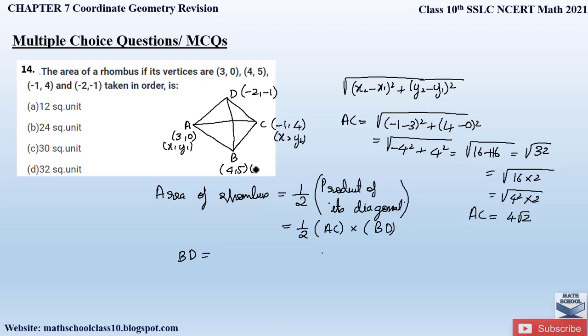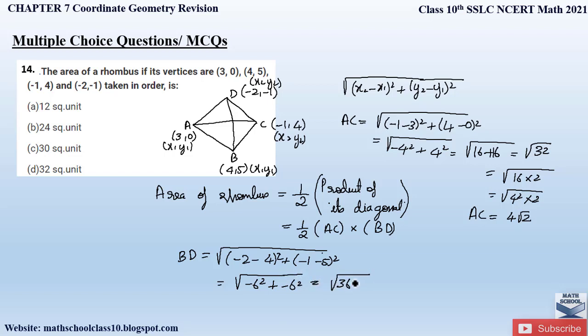Again, let us assume point A to be x1, y1 and point D to be x2, y2 now. So therefore square root of (x2 is minus 2 minus 4) the whole square plus (minus 1 minus 5) the whole square. So this will be square root of minus 6 square plus minus 6 square. So square root of minus 6 square will be 36 plus 36. Now 36 plus 36 is nothing but square root of 72.